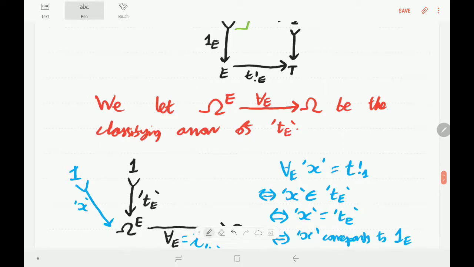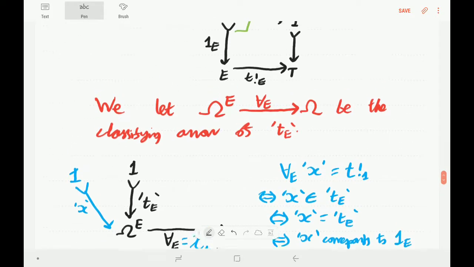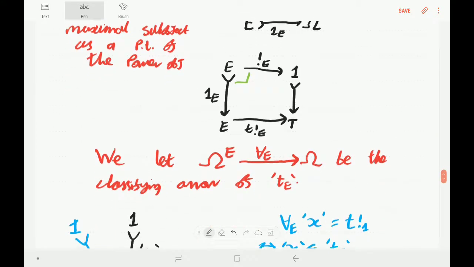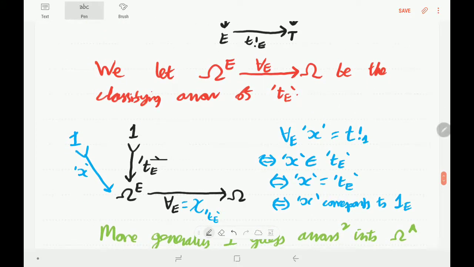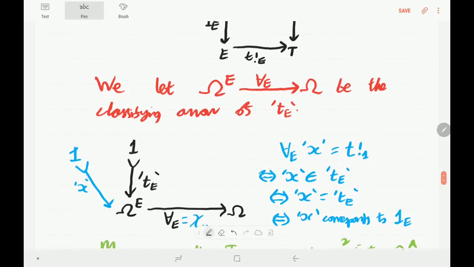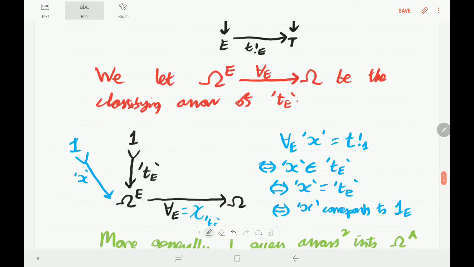Right, now for something new. Notice that this name of TE here is itself a monic, okay, because it's an arrow from a terminal object. So it has a classifying arrow, and we call that classifying arrow for all E. Okay? And this is sometimes called, well, it's related to universal quantification. Okay?